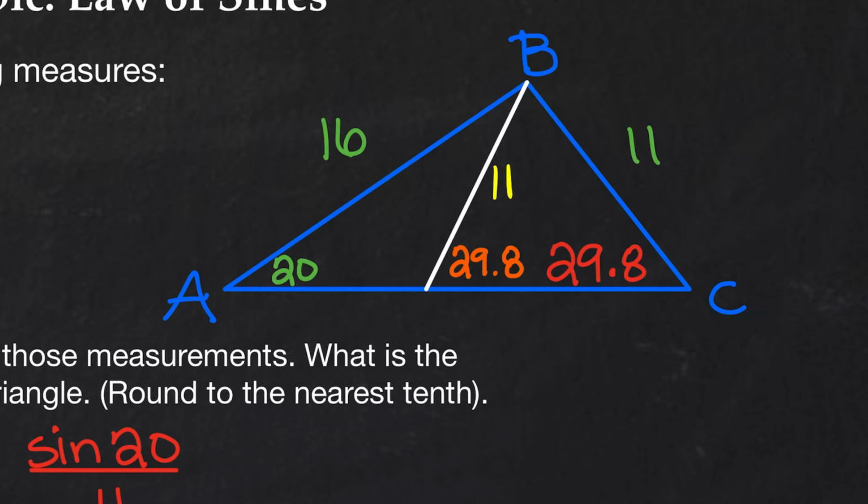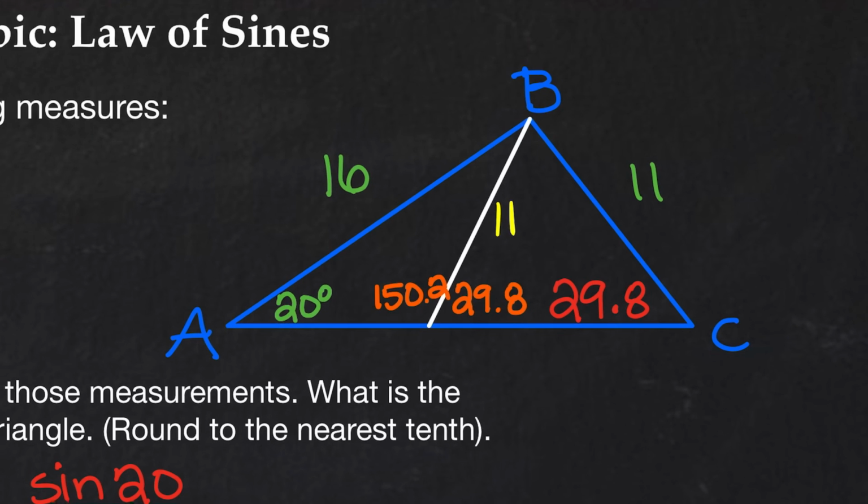So here, 20 degrees. In order to find this B2, we're going to need to know what this angle is. Well, we know that these two are supplementary because they share the same line. So if I said 180 minus 29.8, that would give me 150.2. So here I have 150.2, and now I can find the measure of B2, because all three must add up to 180. So 180 minus 150.2 minus 20 is going to give me 9.8. So this B2 would be 9.8 degrees.